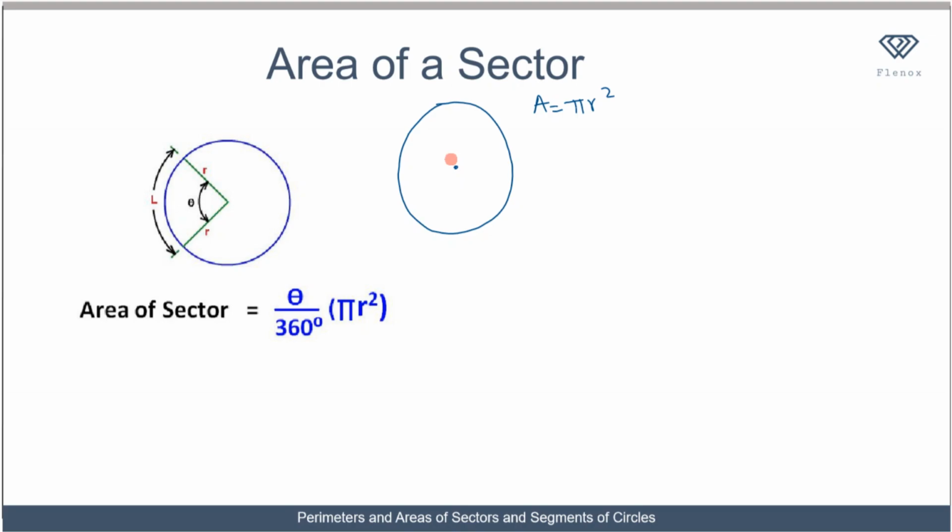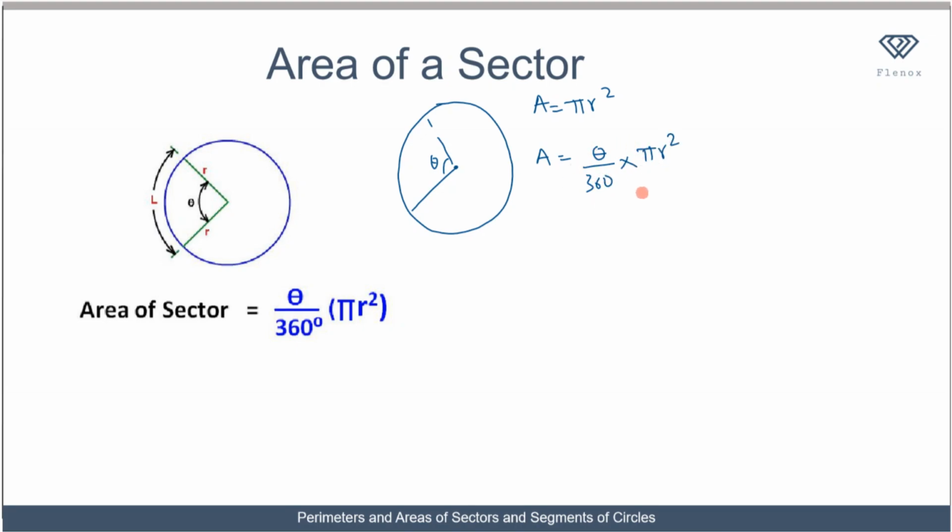But what if I take a section out of this circle and I want to calculate the area of this part over here? Now I can call this angle theta, and since I know that the full angle in a circle is 360 degrees, I can make this angle theta a fraction of the full angle. So I can write the area of a sector as equal to the fraction theta over 360 times pi r squared.